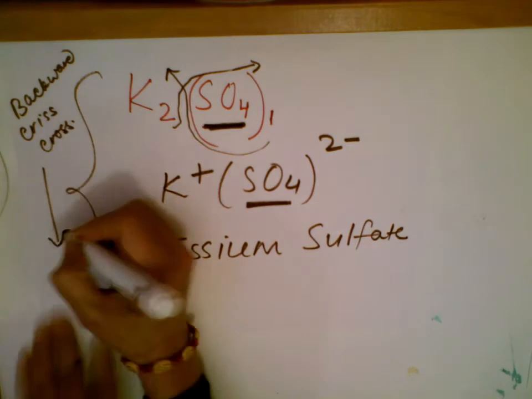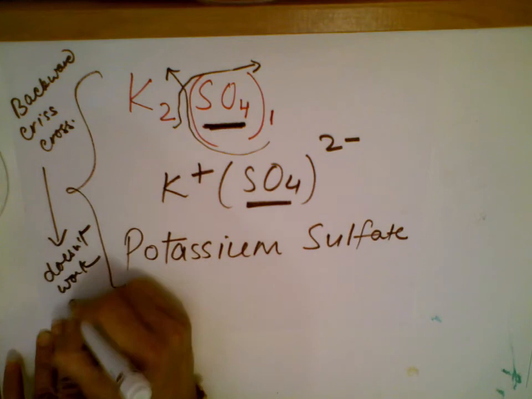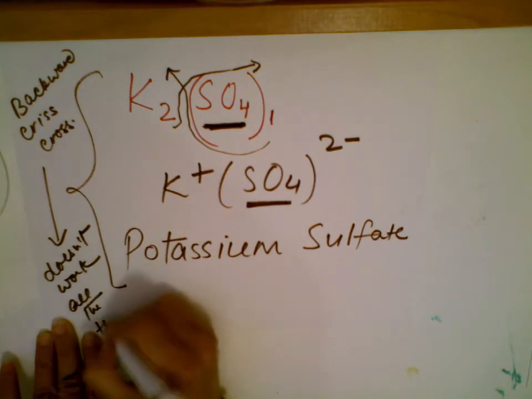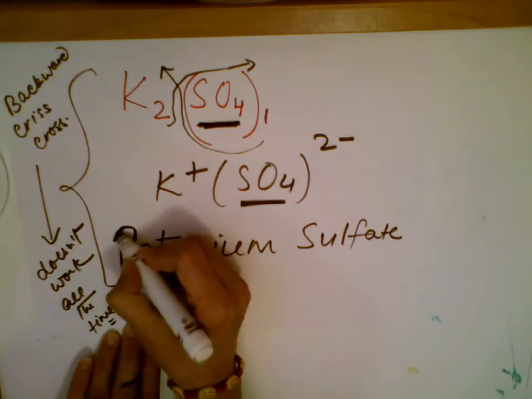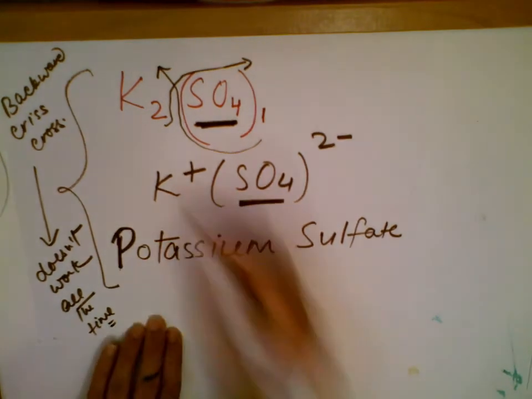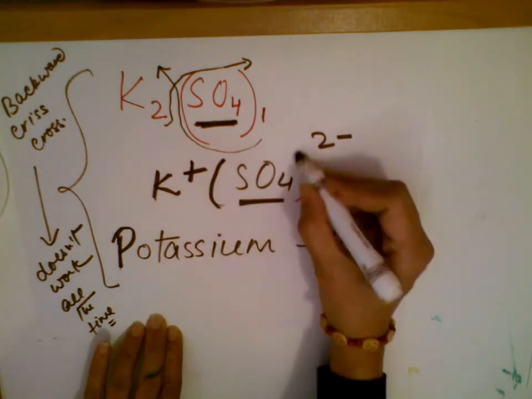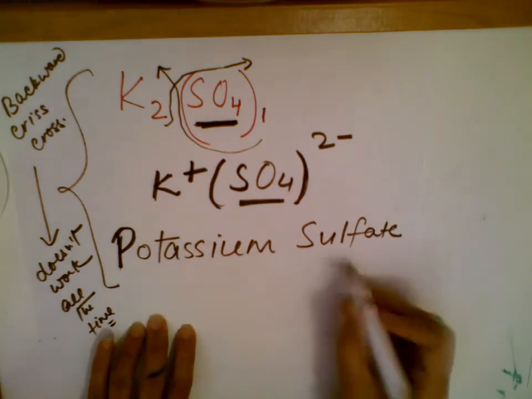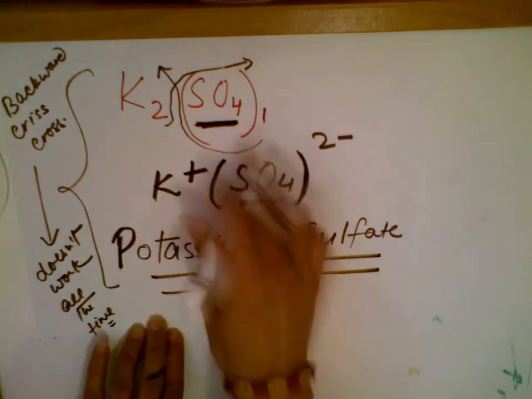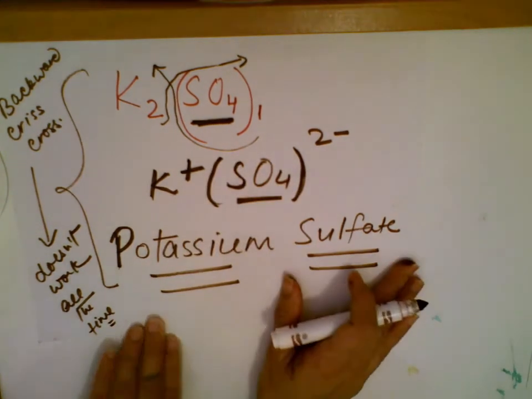This backward crisscross doesn't work all the time. So do it the right way with the charges. Make sure that the compound is neutral, and once you know the charges, you can look at the valency chart. Okay, guys. All right, so this was potassium sulfate, SO4. The one you did before was sulfide. And how do I know these names? I'm looking at the valency chart. That's what you're going to refer to.